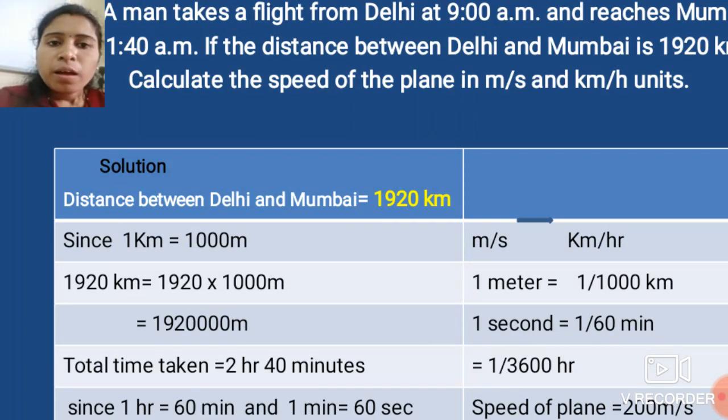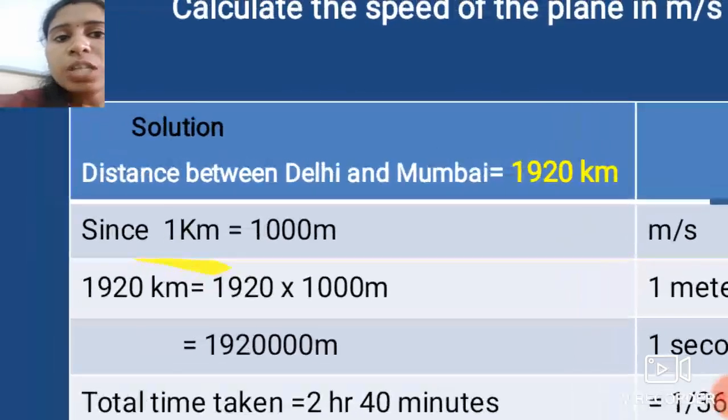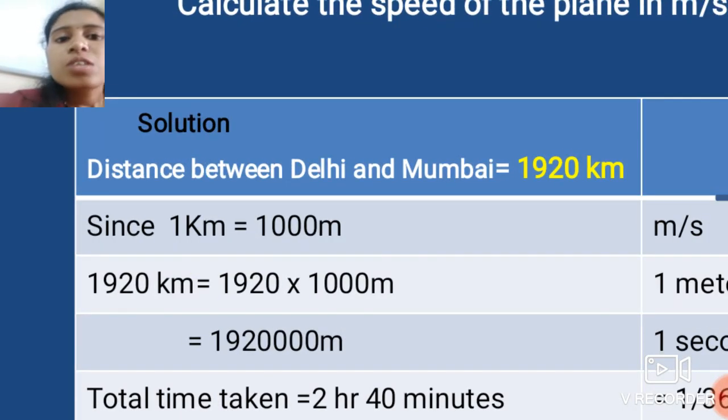So all of you know that 1 kilometer is equal to 1000 meter. So from that we can say that for 1920 kilometer, what is this? 1 kilometer is equal to 1000 meter.